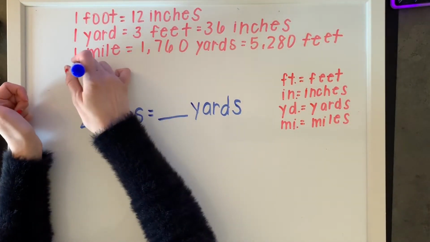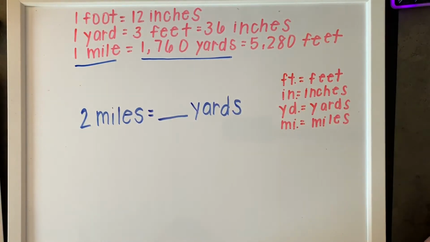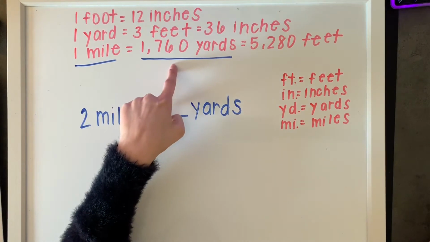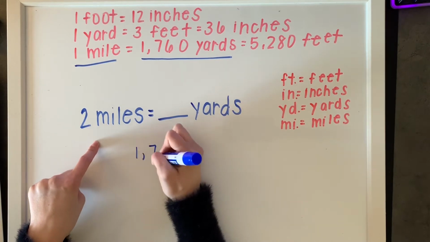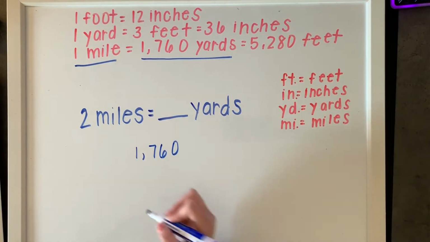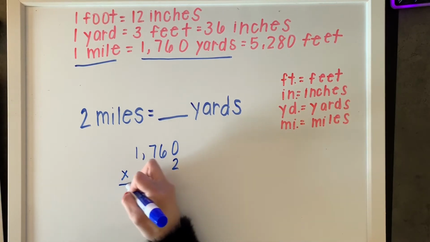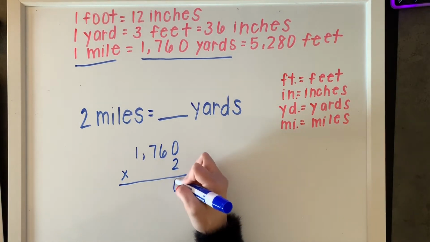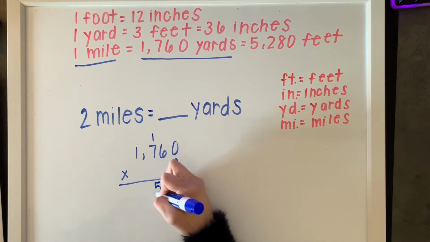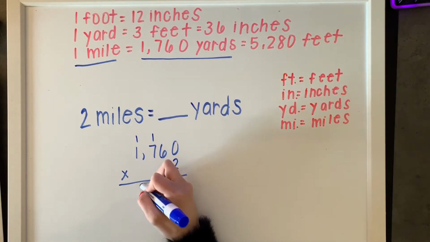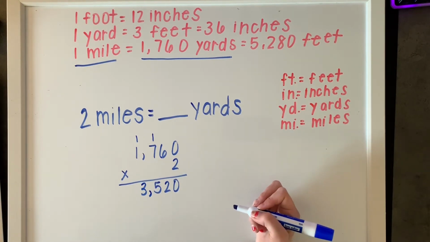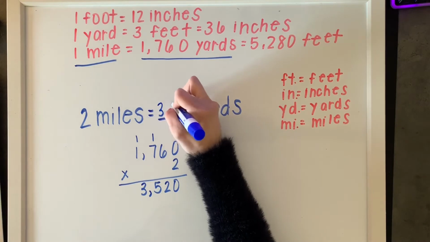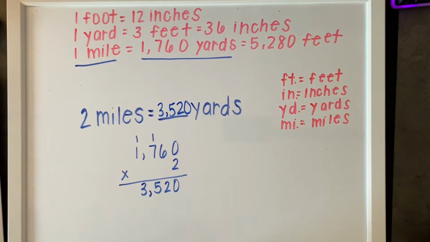So, okay, I see 1 mile equals 1,760 yards. So if I know 1 mile equals 1,760 yards, how can I figure out 2 miles? If this equals 1 mile, in order to find 2 miles, I can multiply by 2. Okay, there is how you would find how many yards it's equal to. So 2 miles equals 3,520 yards.